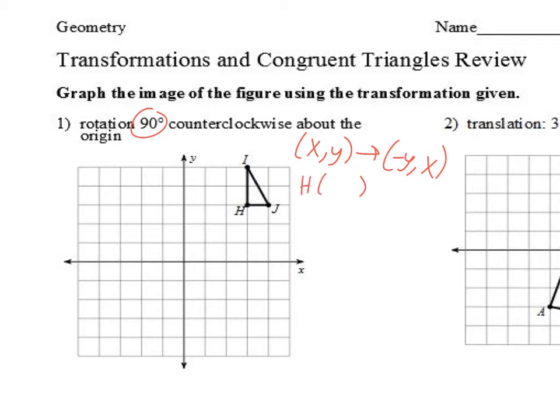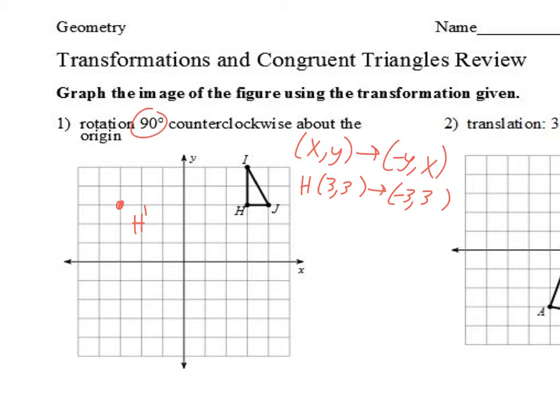So for example, the point H originally is at (3, 3). If we apply the rule, the x is now the opposite of the original y, so negative 3. And then the new y is the original x value. Okay, so that point should be (negative 3, 3). So that's going to be H prime.